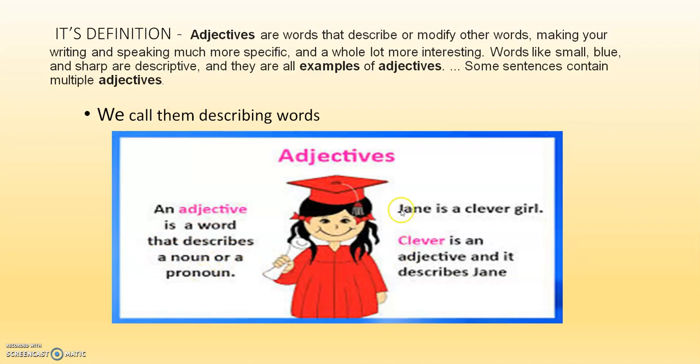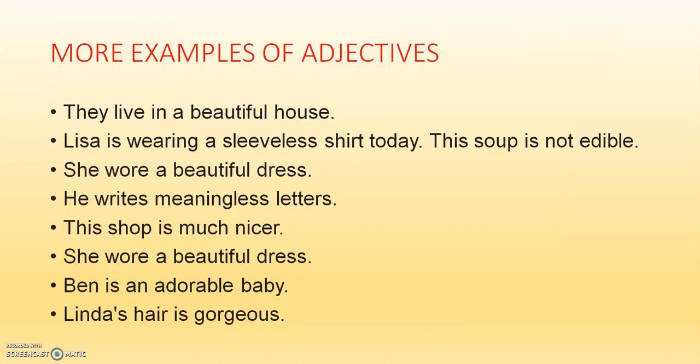Here you can see, Jane is a clever girl. Now here in this sentence we are talking about Jane. She is the noun and she is clever. So clever is the adjective which is describing Jane. So I hope you have understood what are adjectives. Now let us continue with some more examples of adjectives.